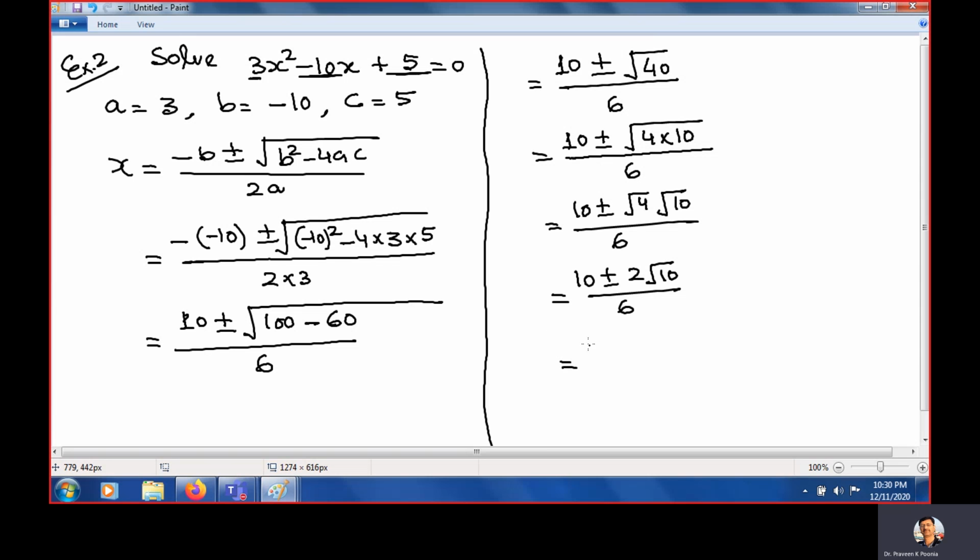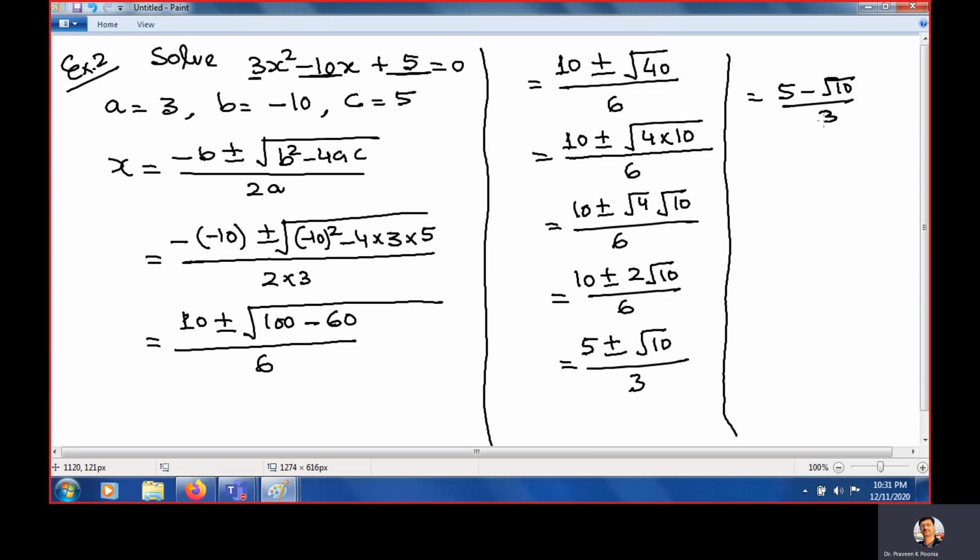If you will divide by 2, so it will be 10. Why? Because numerator is divided by 2, denominator we can divide. So 10 divided by 2 is 5 plus minus, divide by 2 is square root 10, 6 divided by 2 is 3. So what are the answers? The first answer is 5 minus square root 10 upon 3.